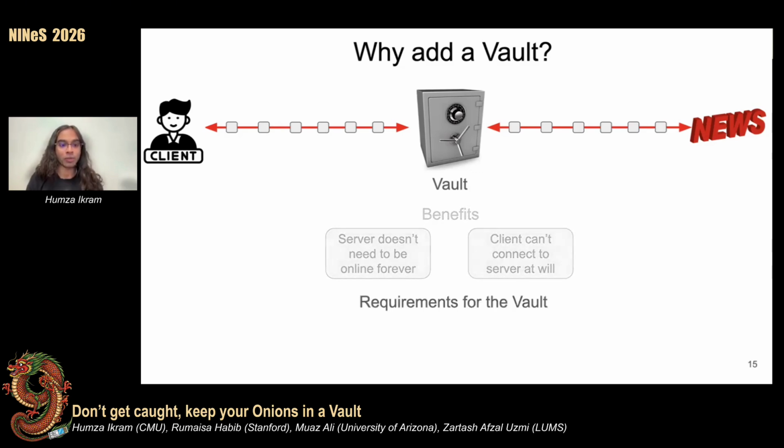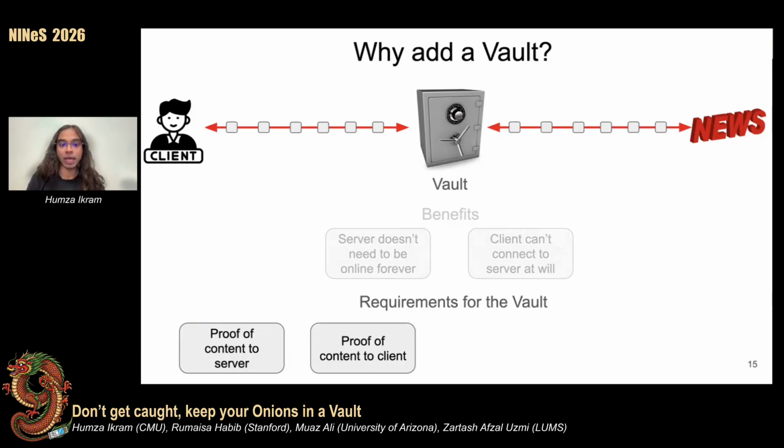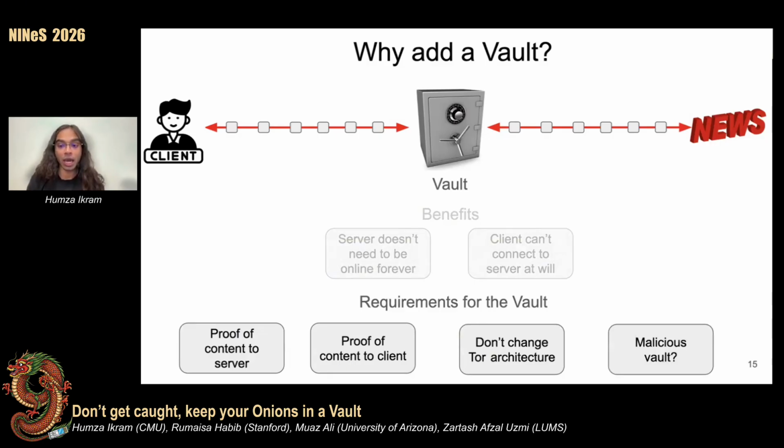But this does have some requirements. The first is that the vault should be able to prove to the content provider that, hey, I am serving the content you gave me without modification. Secondly, they should be able to prove to the client that they're serving the right content. They're not serving their own content. We don't want the addition of the vault to change the Tor architecture significantly because that's bad. And we don't want the addition of a new actor to create a new attack surface or make de-anonymization easier. These are all the requirements, but if we get all the requirements down, we can have the benefits.